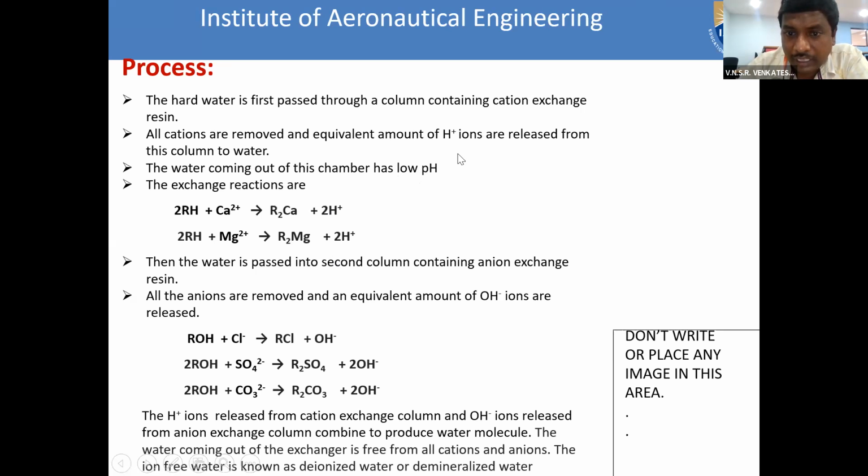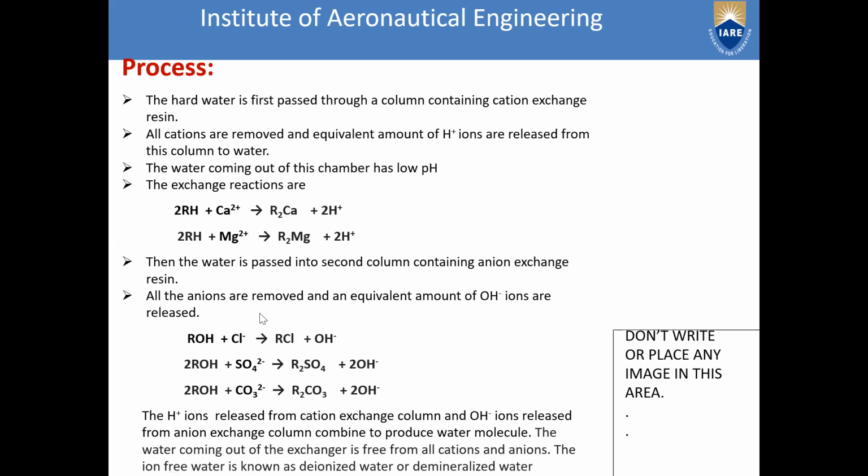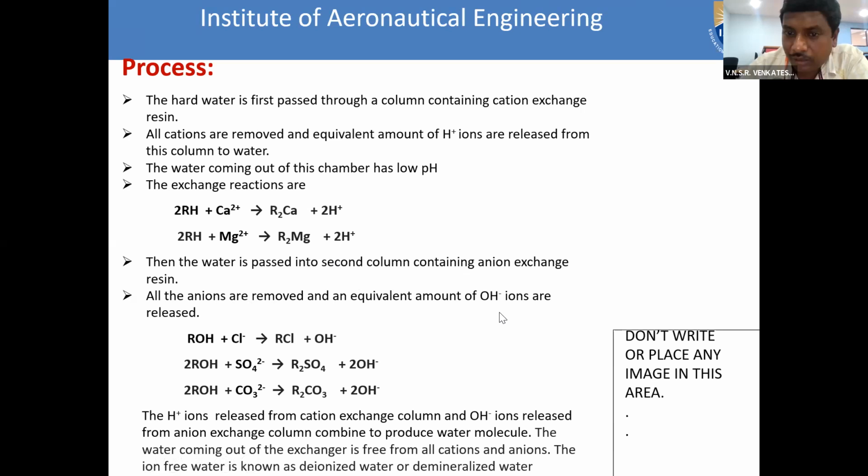It is passed through an anion exchange resin. That means the water is then passed through a second column containing anion exchange resin. So in the anion exchange resin, what happens? All the anions are removed and an equivalent amount of OH minus is released. Previously, H plus ions exchanged the calcium and magnesium ions, releasing H plus ions. Whereas in the second case, the anion exchange resin, ROH is involved and it exchanges the anionic hardness-causing salts from the sample of the water.